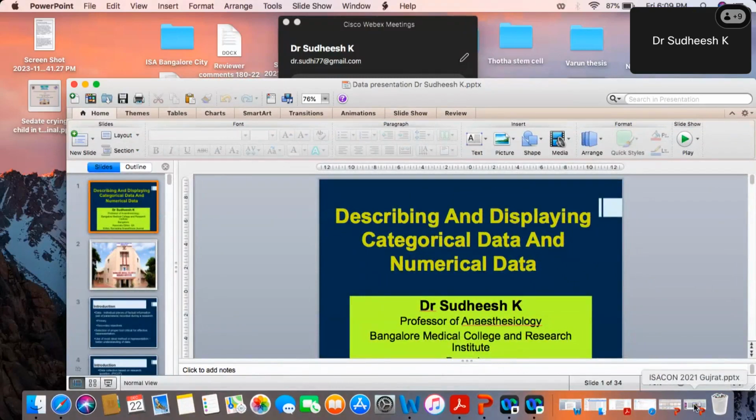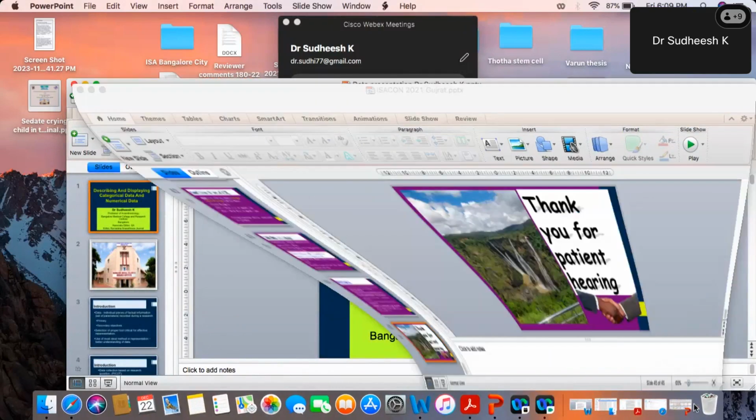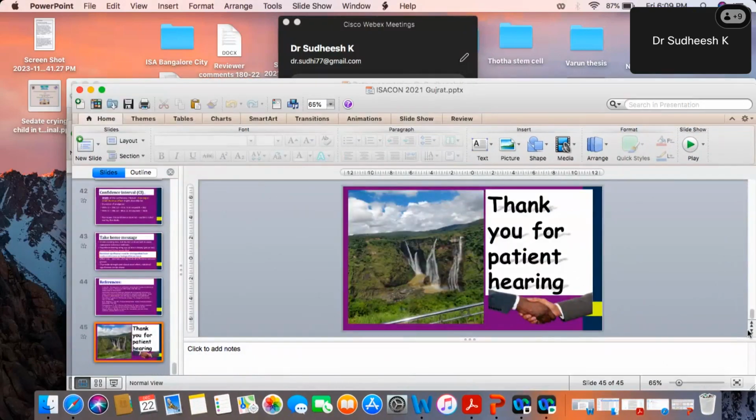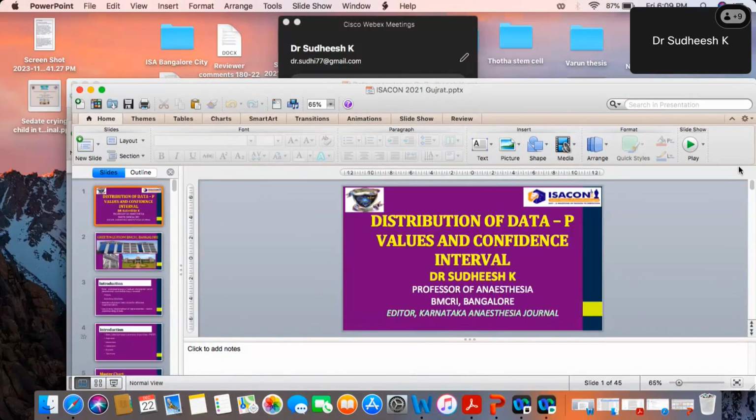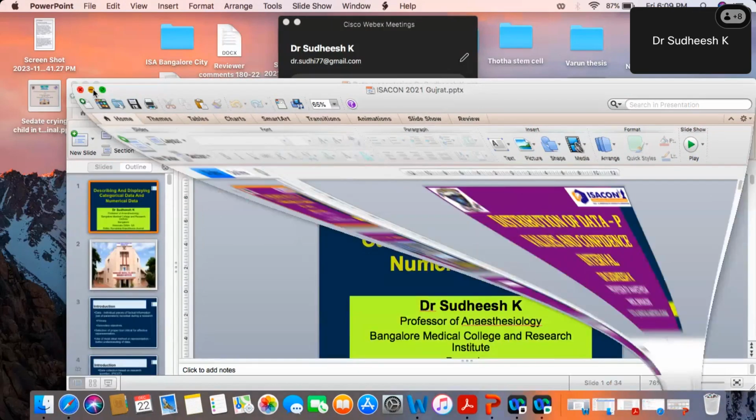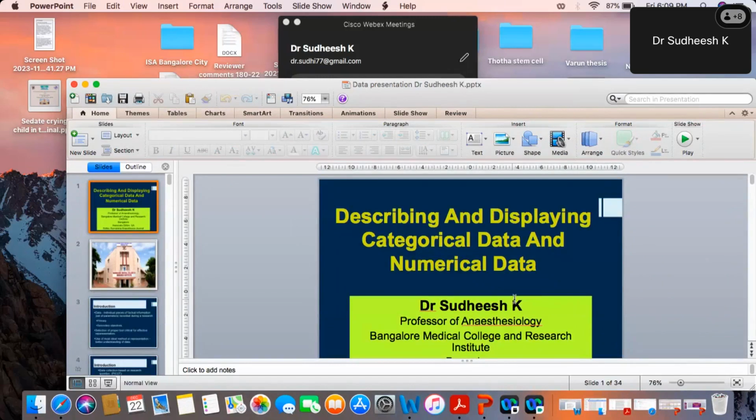There are two things I'm going to discuss in this talk today. One is to select the appropriate sample size, appropriate statistical tests, and how to represent the data. And once you are done with that, how to present it in a paper, whether in the form of a table, figure, chart, or what is the most appropriate thing. So these two things we'll be discussing.